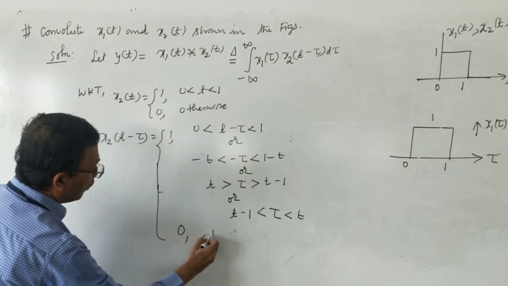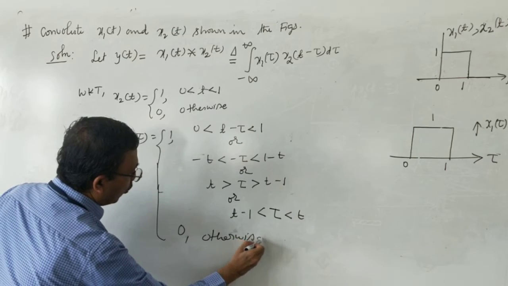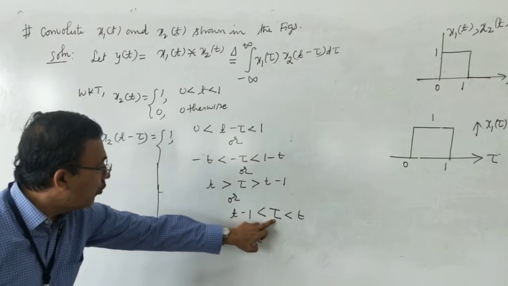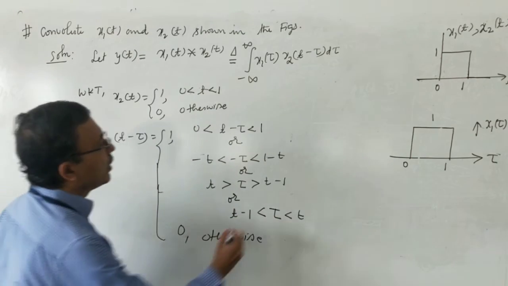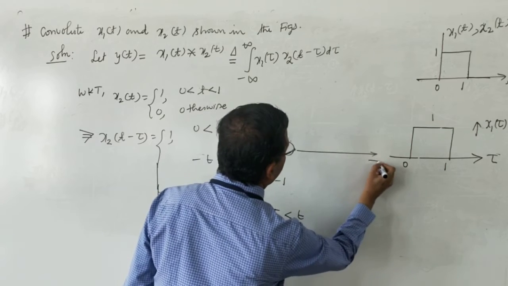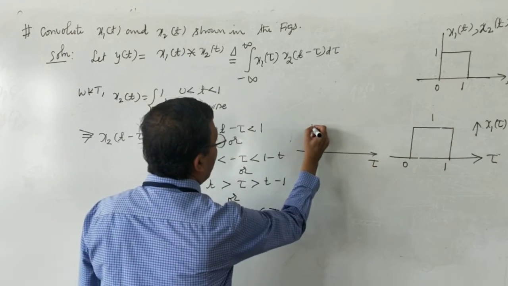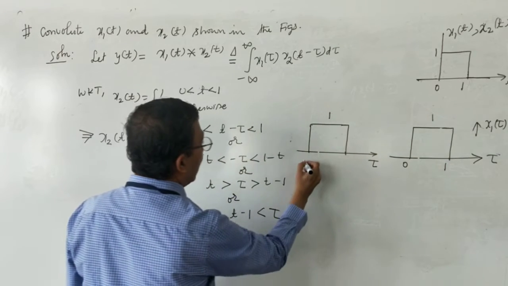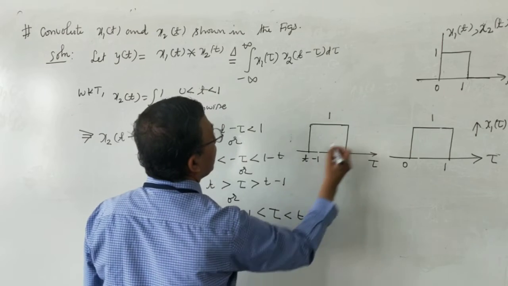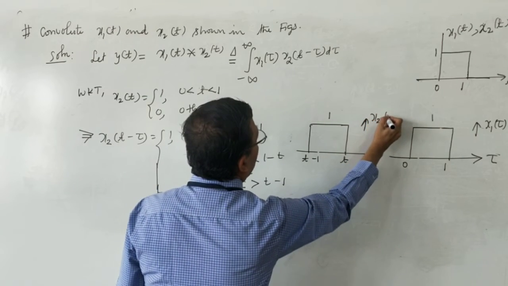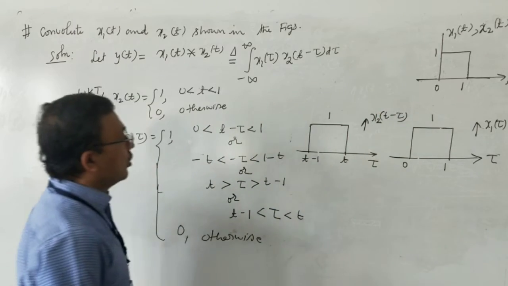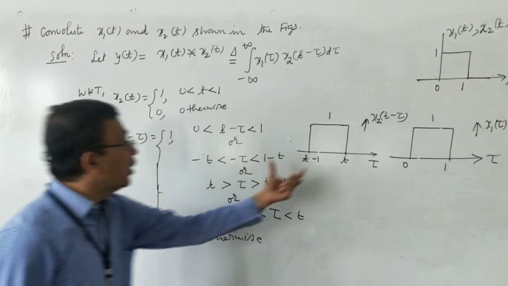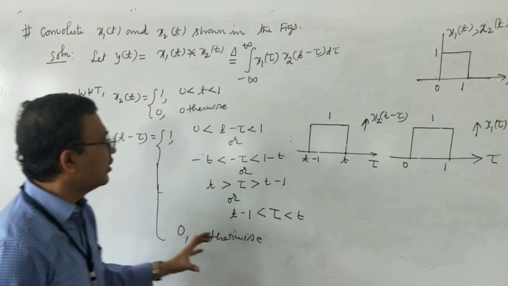0 otherwise. What this expression means is x2 of t minus tau is 1 for tau varying from t minus 1 to t. I am going to make a sketch of that. X-axis is tau. I will put a rectangular pulse of unit amplitude. The pulse starts at t minus 1 and ends at t. Y-axis is x2 of t minus tau. So when you replace t by t minus tau, the width of the pulse still remains 1 second only, it doesn't change.